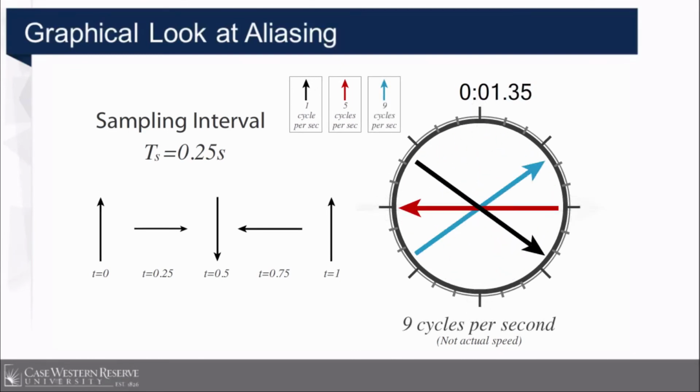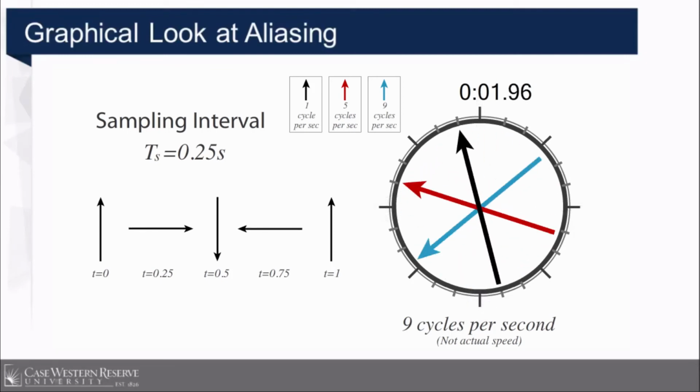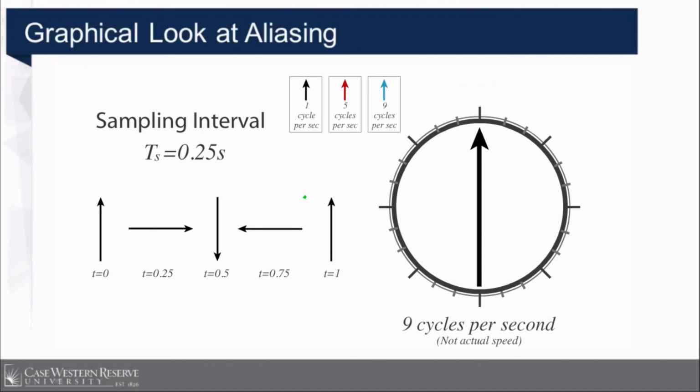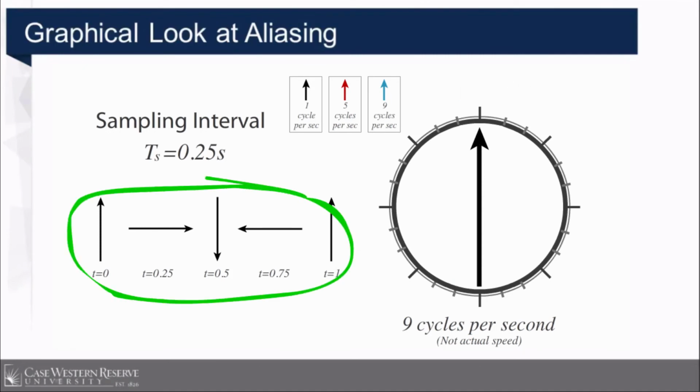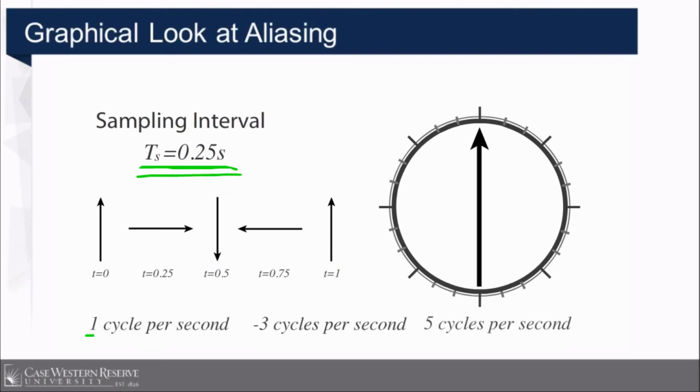Right? All of these 3 cases are indistinguishable given this information that we have right here. We absolutely can't tell the difference. And so at this sampling interval, none of these frequencies can be distinguished. This is exactly what it means for different frequencies to be aliased. We can't tell the difference between any of these 3 frequencies at this sampling interval.